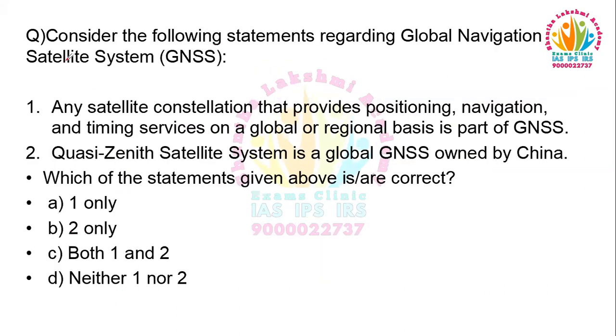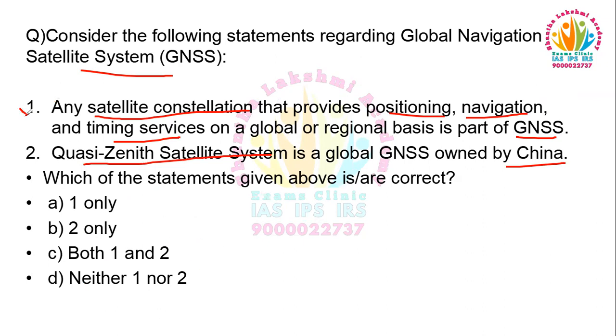Next question. Consider the following statements regarding global navigation satellite system. Statement 1: Any satellite constellation that provides positioning, navigation, timing services on a global and regional basis is a part of global navigation satellite system. Statement 2: Quasi-Zenith satellite system, that is QZSS, is a global navigation satellite system owned by China. So which of the statements given above is or are correct? One only, two only, both one and two, neither one nor two.